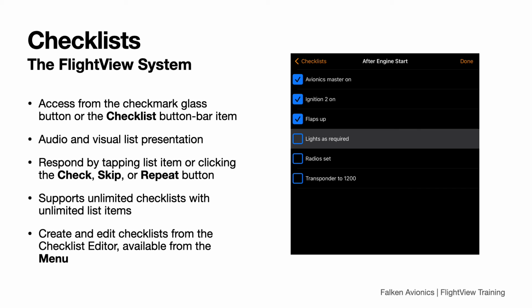Running a list is easy. Open the checklist view by tapping the checklist button. Select your list and away it goes. You can acknowledge each item by tapping it or by tapping the check, skip, or repeat buttons on the button bar. That's it. That's checklists.